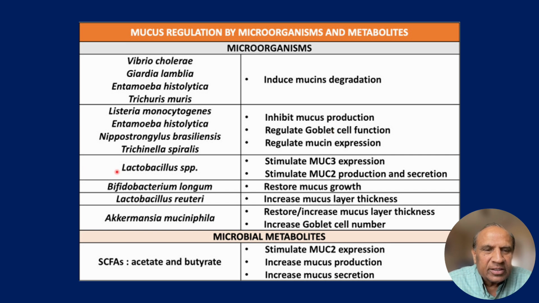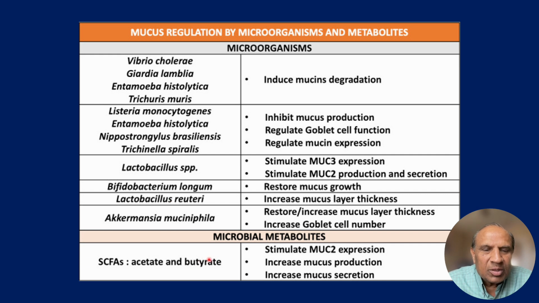There are some good bacteria like lactobacillus. It will stimulate mucus production. Bifidobacterium mainly restores mucus growth. Lactobacillus may increase the mucus layer thickness, and some other bacteria also increase the goblet cell number and thereby increase mucus secretion.